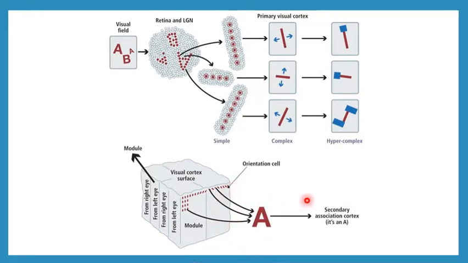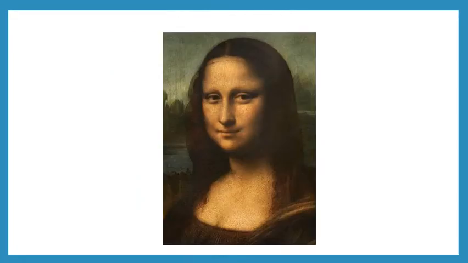But only if it is projected onto the secondary association cortex will they identify that it is the alphabet A, right? So this is how processing takes place inside our cortex. So now you can see that this is a beautiful picture of Mona Lisa, but if your contrast sense is not proper, you will just be able to see it like this, wherein the details are not visible properly.